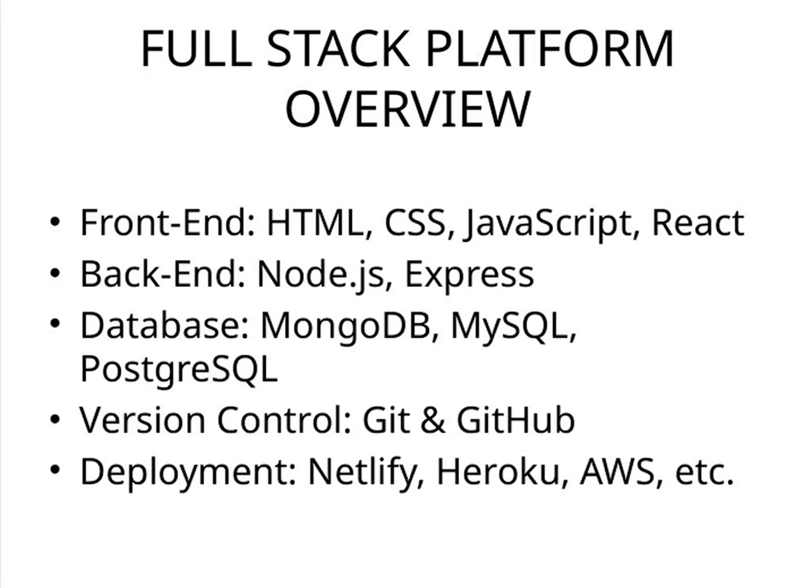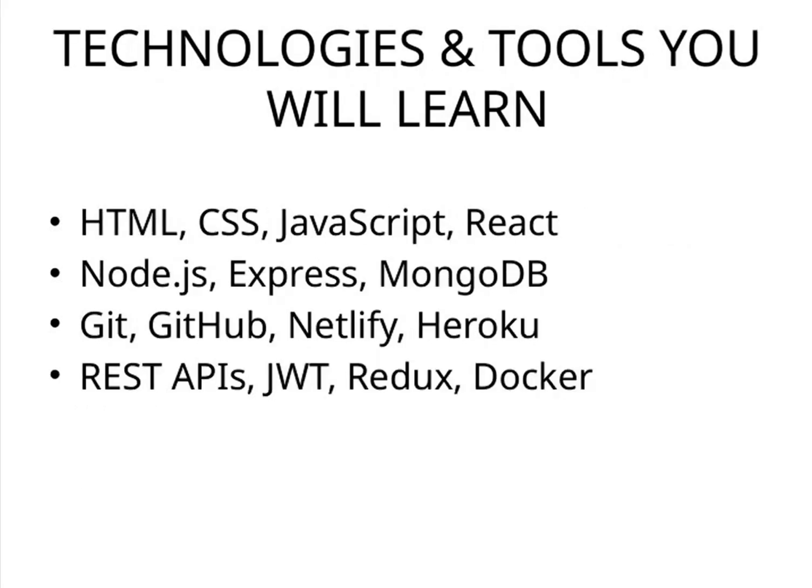Finally, deployment involves taking our application live for users to access. We can deploy using services like Netlify, Heroku, or AWS, depending on the project's needs. These platforms handle hosting, scaling, and managing our applications in real-world environments. Connecting all these points, a full-stack platform integrates front-end, back-end, database management, version control, and deployment into a cohesive system. This comprehensive approach enables us to develop, maintain, and deliver robust applications efficiently, which is a key theme throughout this presentation.